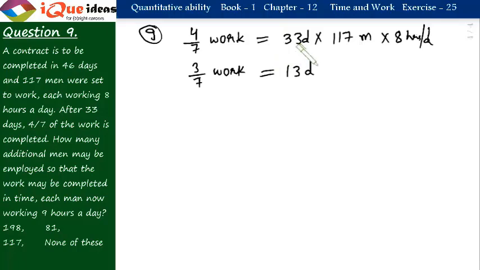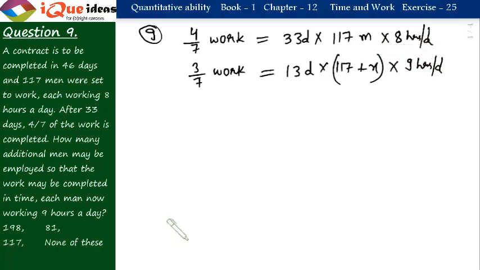Question is how many additional men? So let's say 117 men were already there plus x. So the total number of men now would be 117 plus x, right? And it is given that now they have to work for 9 hours per day, right?